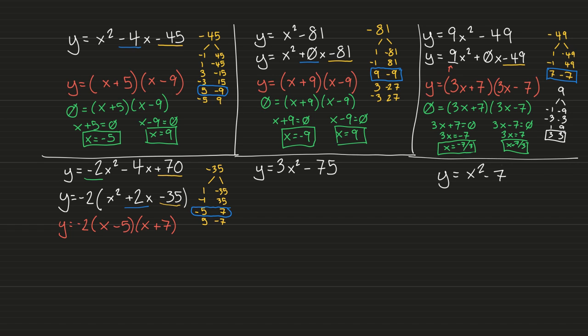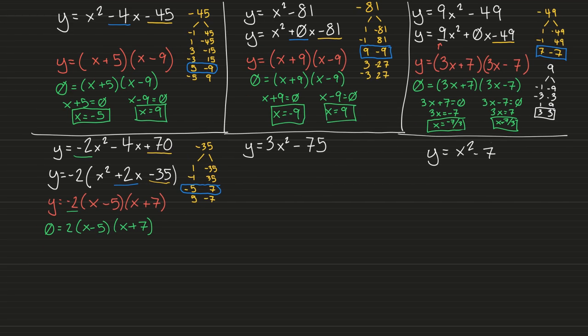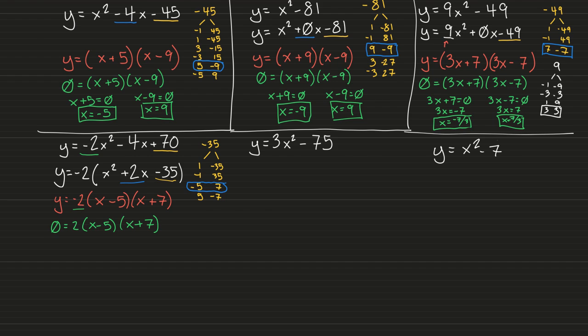There we go. Now we might ask, well, hey, we've got this extra term out here. When we set this thing to 0, what's going to happen? We've got 0 equals 2 times x minus 5 and x plus 7. Now we've got 3 terms multiplying each other. Let's think about this. We've got 2 times some number times another number. Well, 2 can never be 0. So we don't really have to think about this 2 out here.